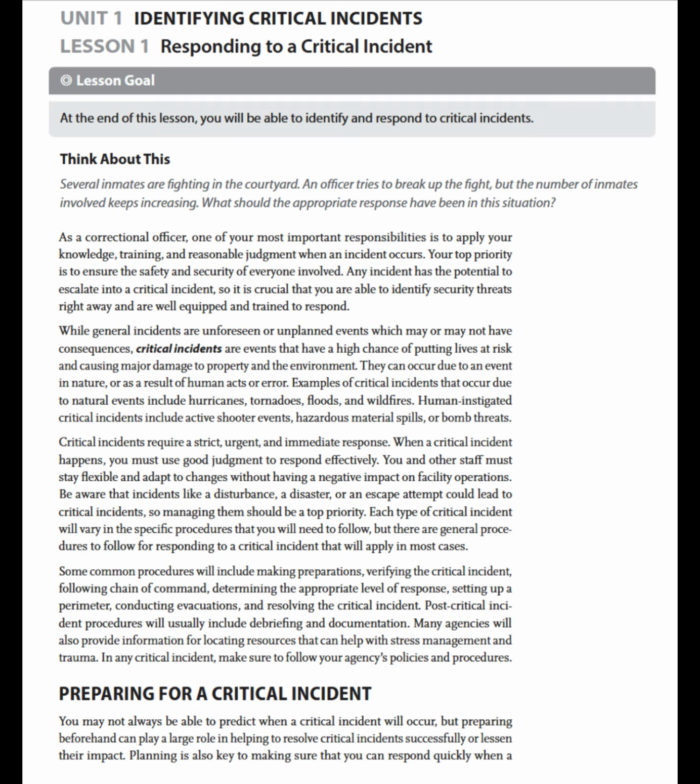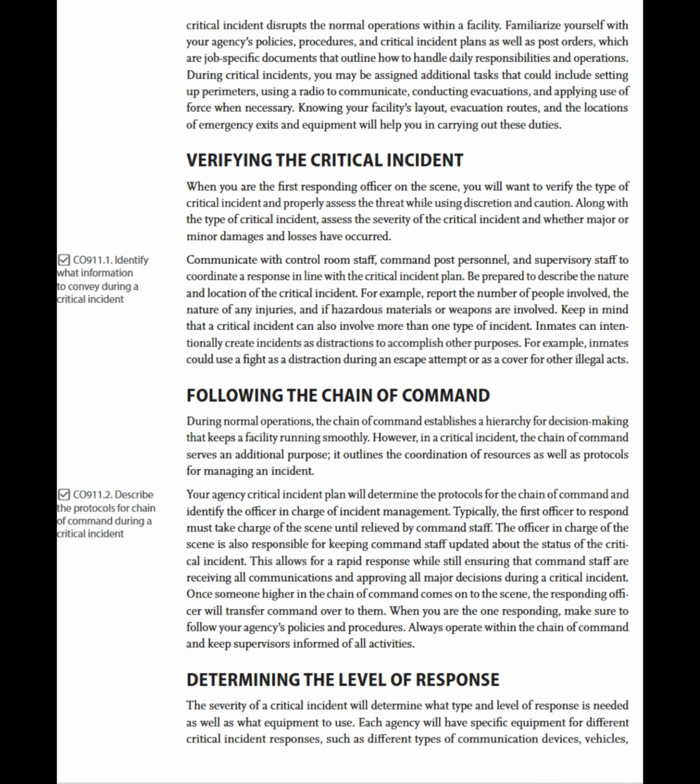Preparing for a critical incident. You may not always be able to predict when a critical incident will occur, but preparing beforehand can play a large role in helping to resolve critical incidents successfully or lessen their impact. Planning is also key to making sure that you can respond quickly when a critical incident disrupts the normal operations within a facility. Familiarize yourself with your agency's policies, procedures, and critical incident plans, as well as post orders, which are job-specific documents that outline how to handle daily responsibilities and operations.